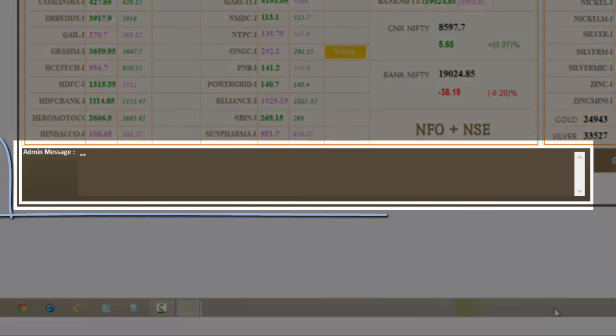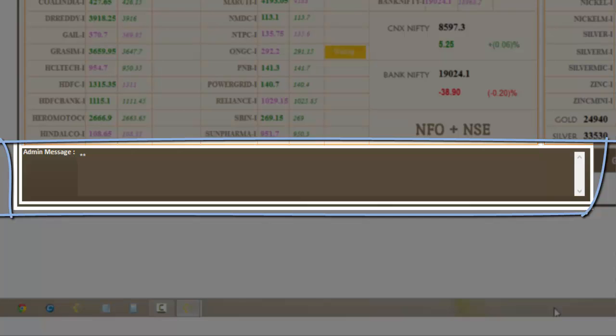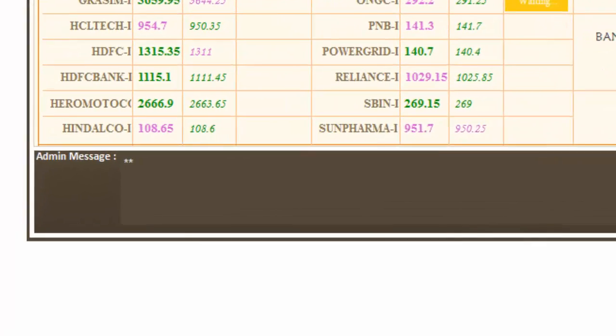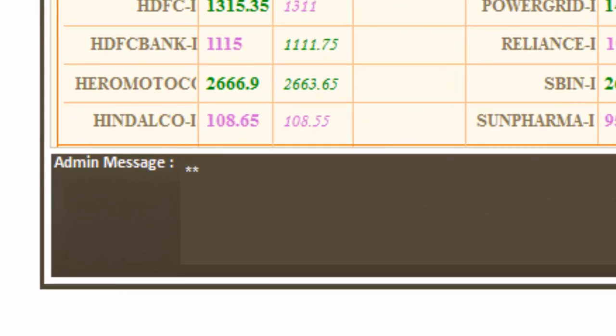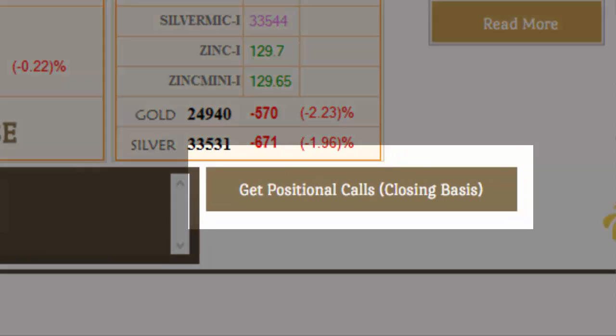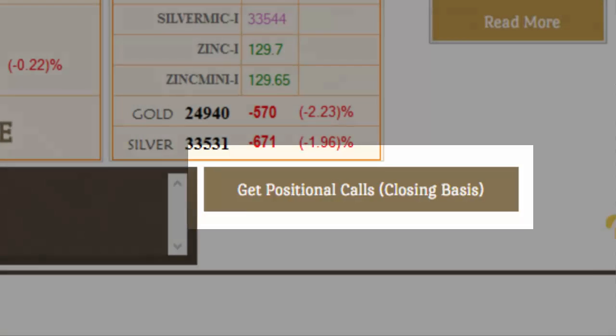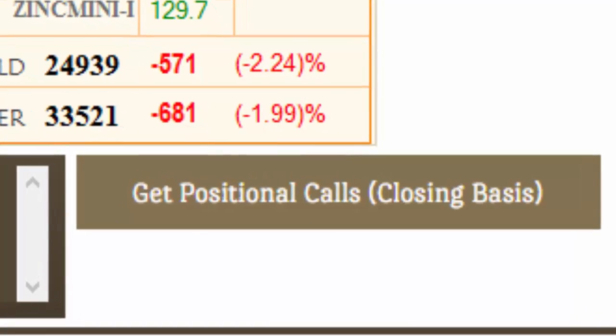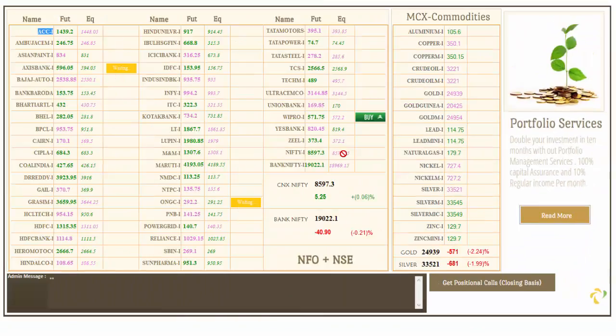Next one is the admin message panel. The admin side's 100% sure calls, software related enquiries or software related upgrades will display here. Next one is the get positional calls closing basis button. Using this button, you can access the buy sell recommendation board, which is applicable for the future and commodity market.